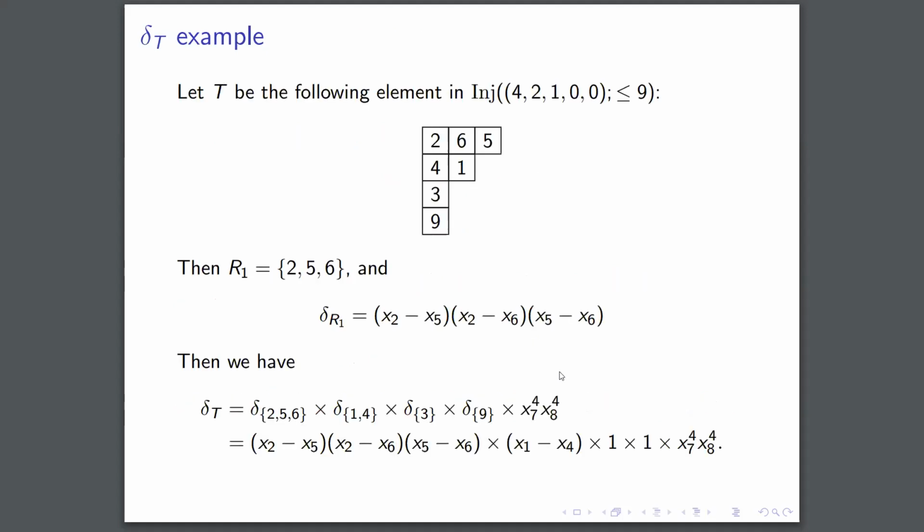So here's one example. Let's say we have this injective tableau. The first row contains 2, 6, and 5, so I can create a Vandermonde using x_2, x_5, and x_6. The second row has 1 and 4, so I can create a Vandermonde using x_1 and x_4, and I can create 2 more Vandermondes. Also, I see that 7 is not in this tableau, and 8 is also not in this tableau, so I can create x_7 to the fourth and x_8 to the fourth. They are raised to the fourth power because 4 equals s minus 1, where s is the number of parts in this partition. So now I have a polynomial for each injective tableau.